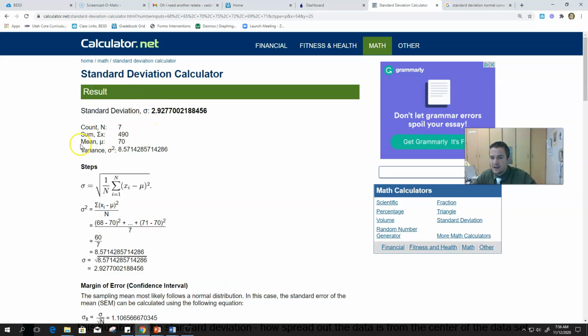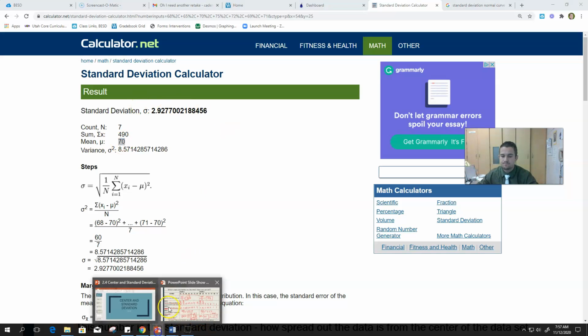I also find that the mean is 70, standard deviation 2.9. So again, every single time you find the standard deviation, you don't need to do it by hand. There are tools out there to help you find it. But it's important to recognize that what that number is telling me is a measure of how spread out my data values are.